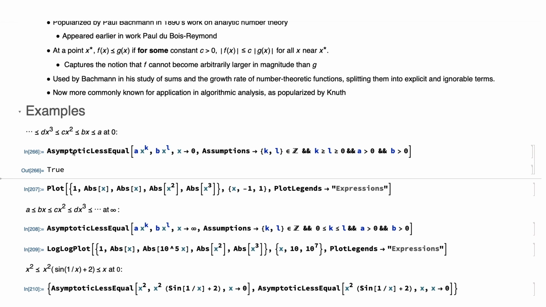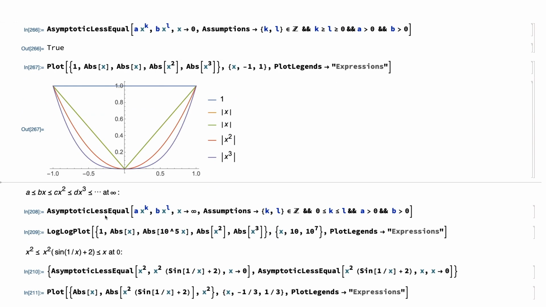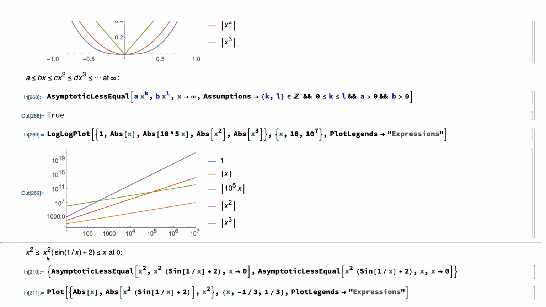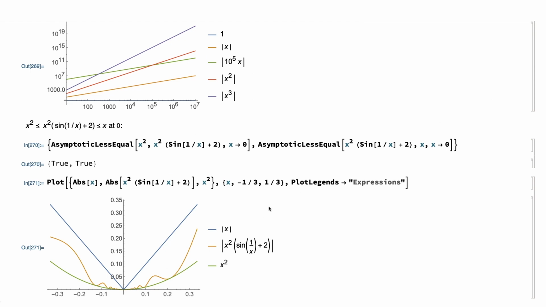So, some very simple examples. If you have some monomials at 0, then each power makes it asymptotically smaller than the previous one. So x to the k is less than x to the l if k is greater than or equal to l, because you're going to 0 faster. And if we look at some plots, yes, x to the k goes to 0 faster. The order is reversed at infinity, because as you go up, you blow up faster.